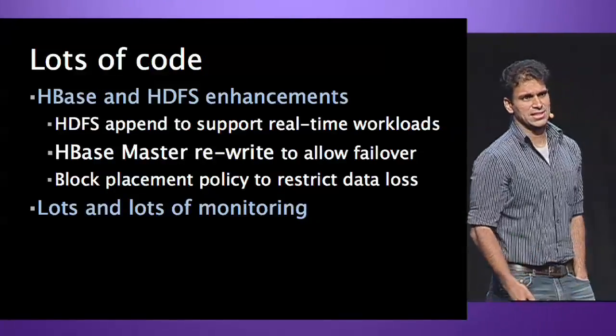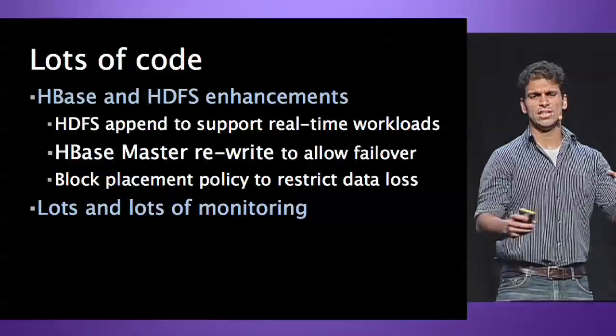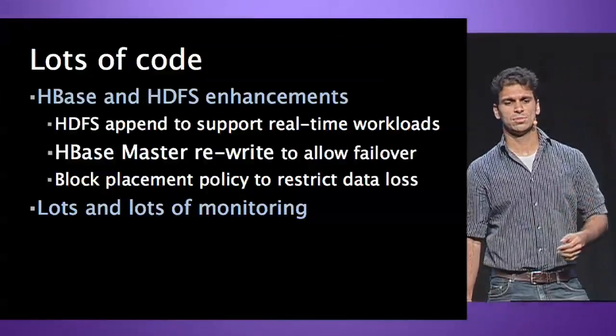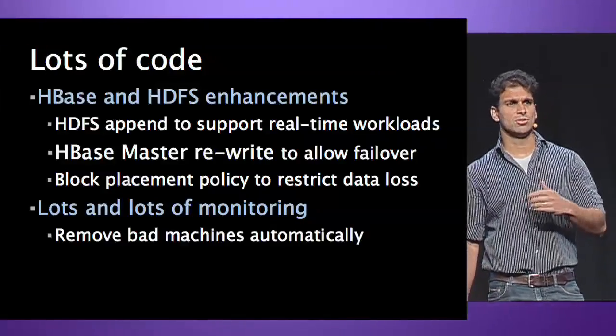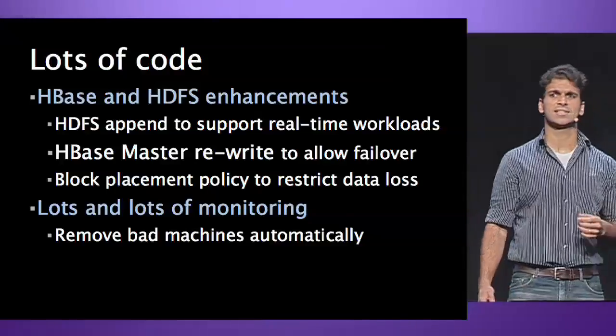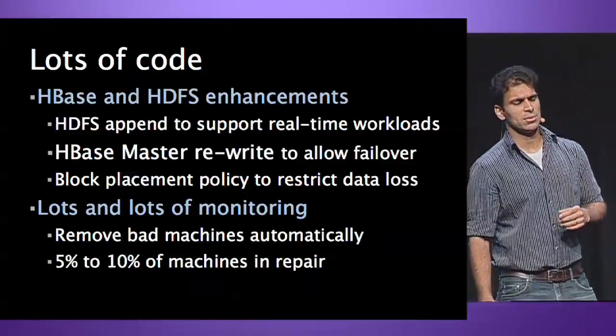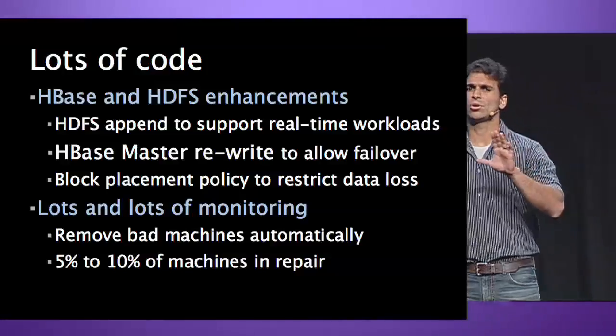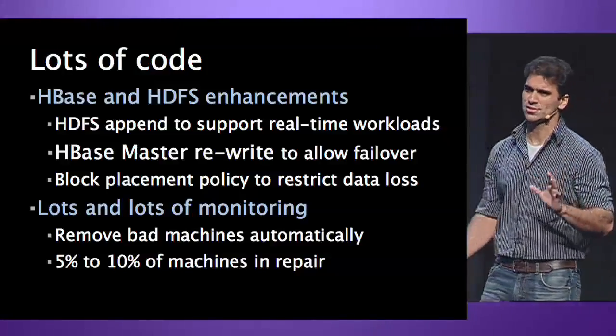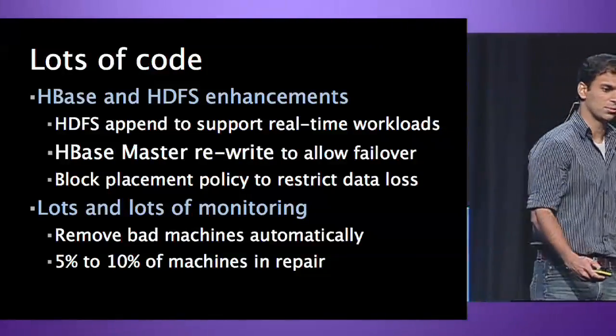And we had to build a ton of monitoring. This is a huge ecosystem that we had to build around our production machines, in the sense that we had to automatically remove machines that had bad disks, could not be SSHed into, and all that stuff. And we find that 5 to 10% of our clusters always have machines with some problem or other. That's commodity hardware. Oh well.